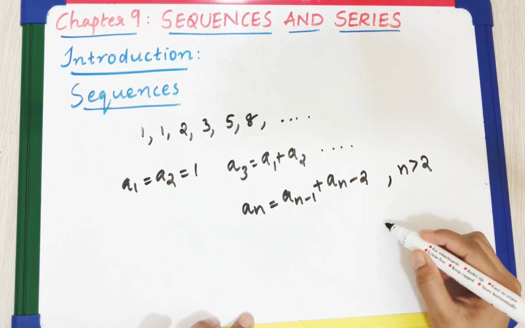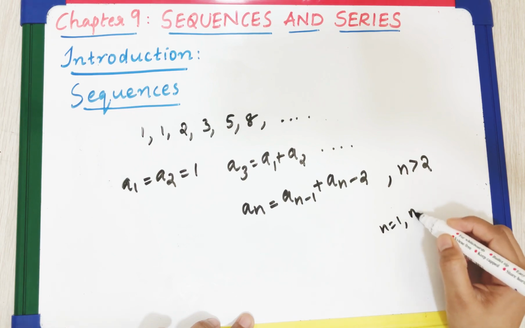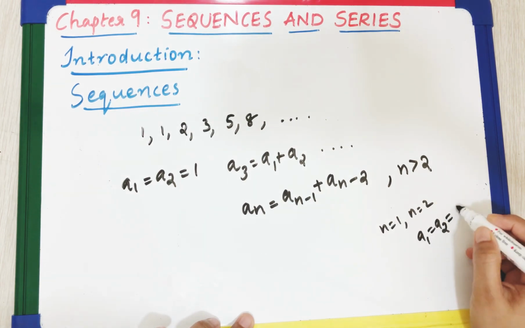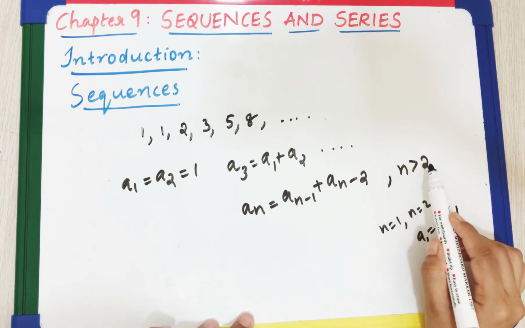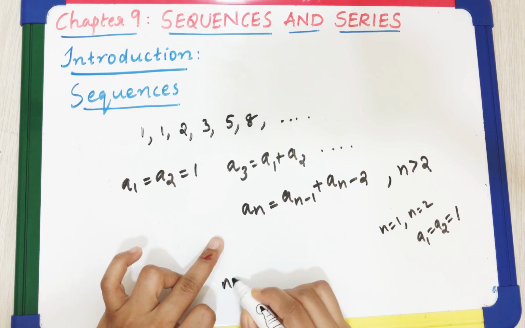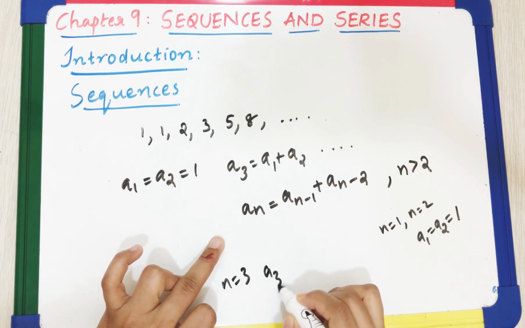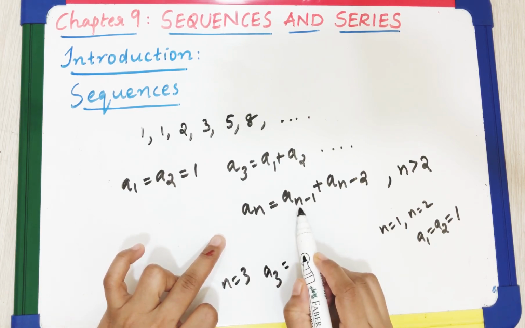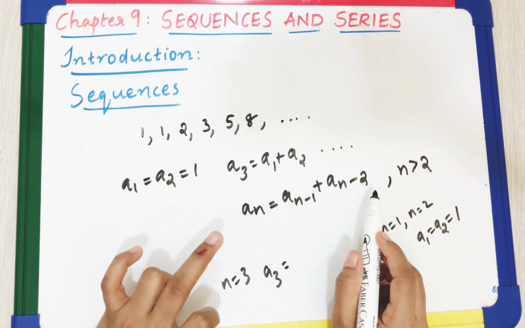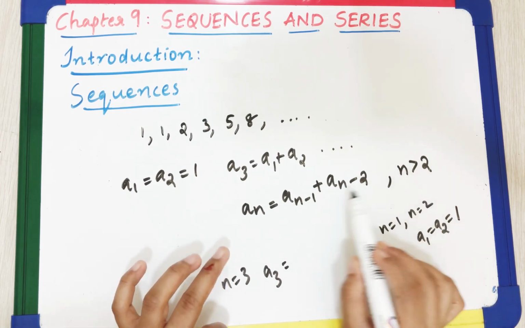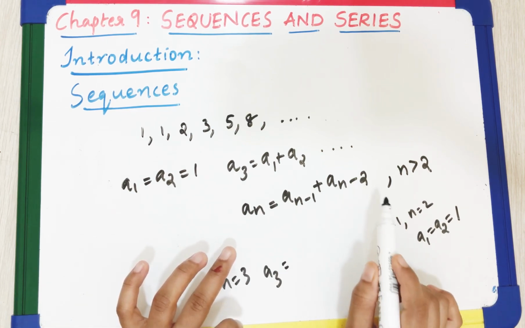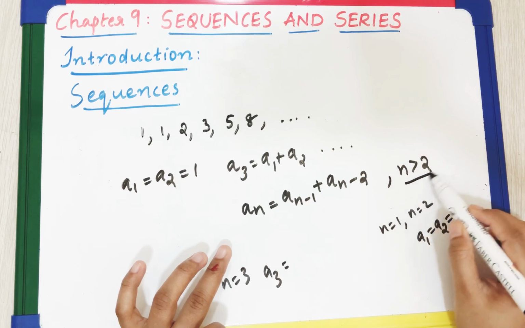When n equal to 1 and n equal to 2, we get a1 is equal to a2 is equal to 1. When n is greater than 2, we can substitute in this equation. When n equal to 3, we can say a3 is equal to a(3 minus 1), which is a2, and a(3 minus 2), which is a1. When n equal to 2, it will become a0, so we cannot define a general equation. So we are taking n greater than 2.